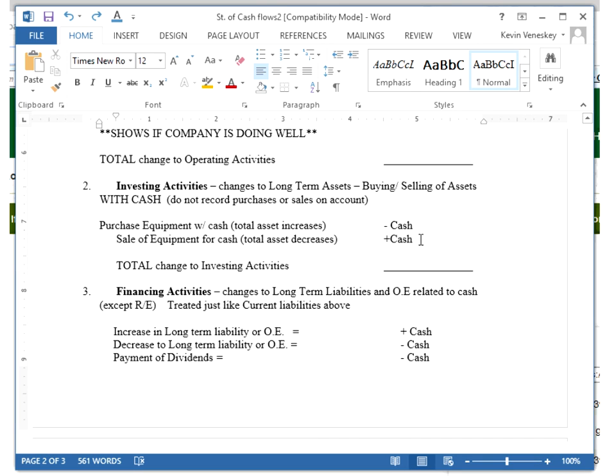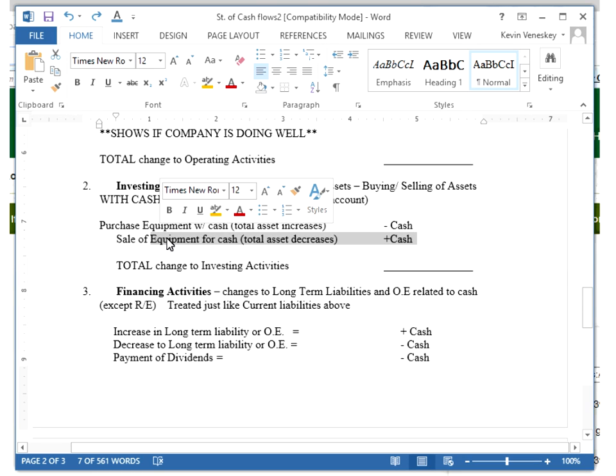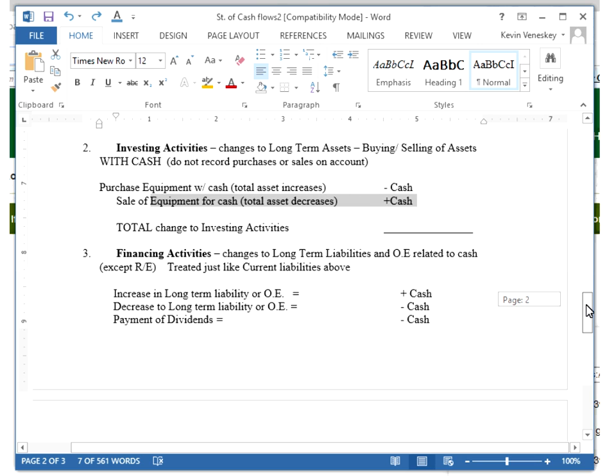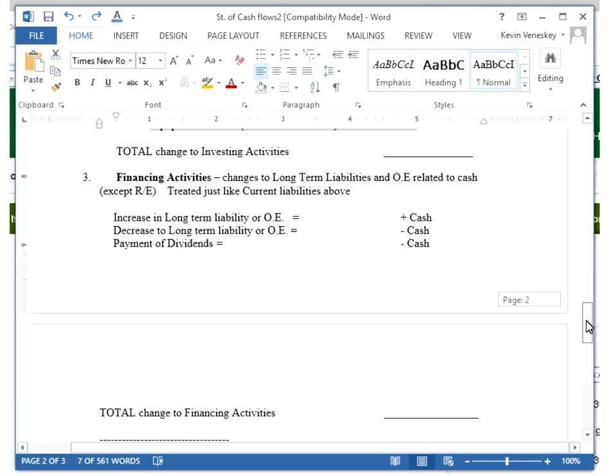But if I only brought in half the purchase price up front, what if I brought in nothing? It was all on account. They're going to pay me it all later. If I sold equipment all on account, then nothing would go on here because it didn't involve cash, and the income statement has no idea that I sold the equipment because there's nothing on there that says you are going to be getting more money.